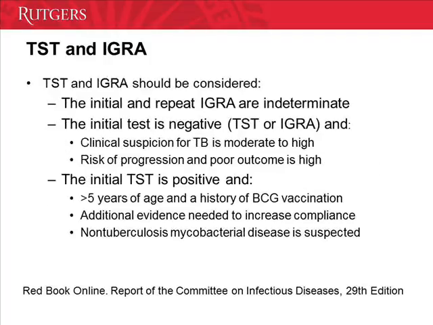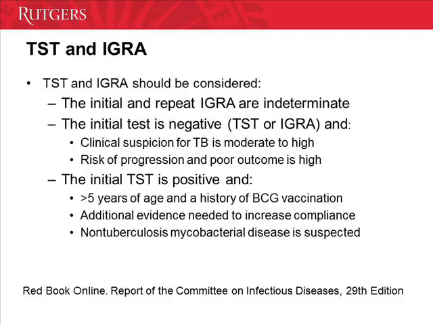TST and IGRA should be considered together if the initial and repeat IGRA are indeterminate. Then you may want to put on a TST. Also if the initial test is negative, a TST or IGRA, and you still have a real clinical suspicion for TB, or the risk of progression in this particular person and a resulting poor outcome is very high, you may then want to do the other test if the first test is negative.